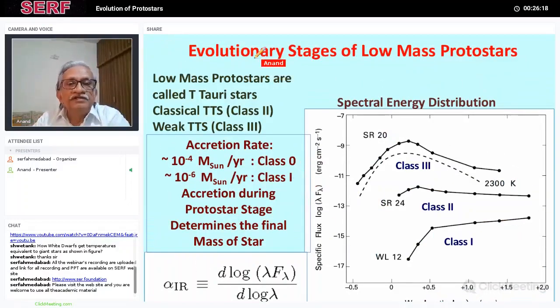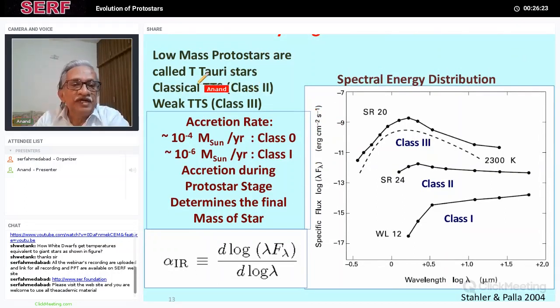Now, the evolutionary stages of low mass protostars we have just talked about. Most of these low mass stars are discovered in the Taurus Auriga region, where you have a large number of low mass pre-main sequence stars. They are called T Tauri stars because T Tauri is the first member discovered in that Taurus Auriga region. So all those stars which resemble this T Tauri are called T Tauri stars. That's how astronomers' nomenclature goes.